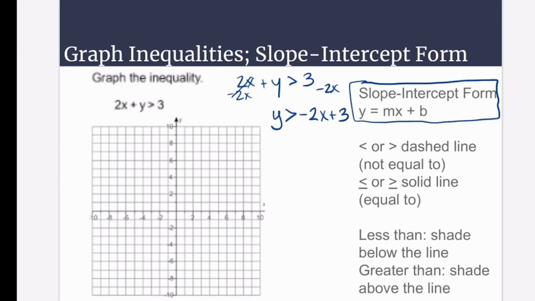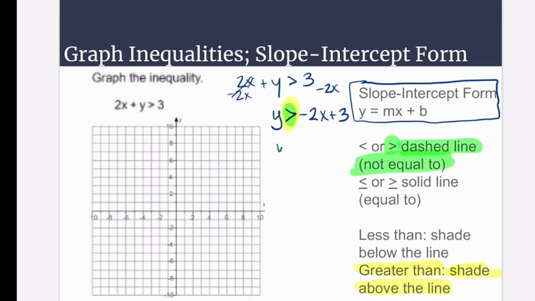So we could start highlighting this stuff now. Because we have a greater than inequality, we're going to use a dashed line because this is not equal to. Using the same logic, because this is greater than, we're going to shade above the line. So we're going to be looking for values that are larger.